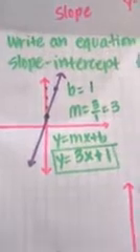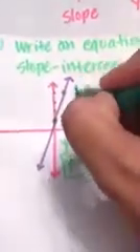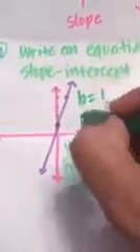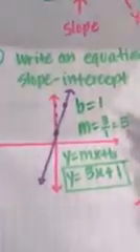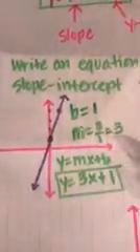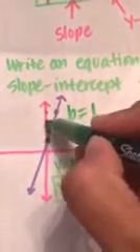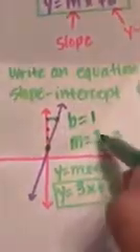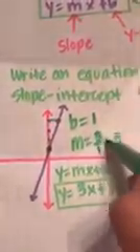Alright, if we're given a graph and we're asked to write an equation in slope-intercept form, the first thing we have to do is identify b, the y-intercept, and m, the slope. The y-intercept is right here where the graph crosses the y-axis, and here that's 1. And then we find the slope by counting rise over run. We're going to go up 1, 2, 3, and over 1. So the slope is 3 over 1, which simplifies to 3.